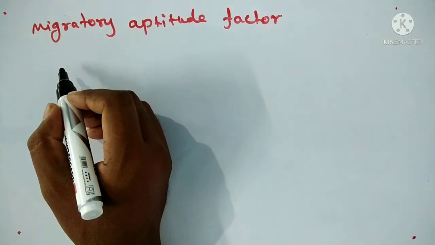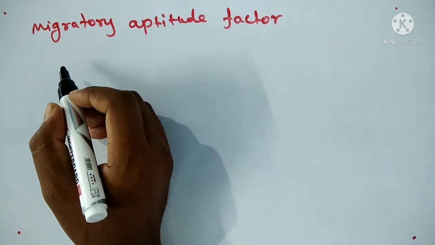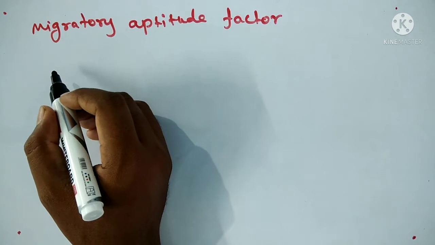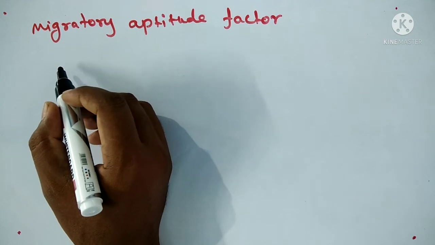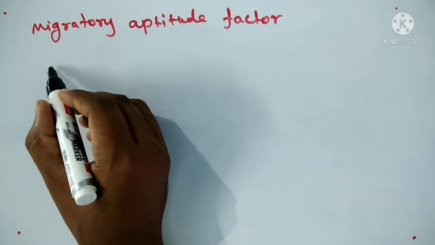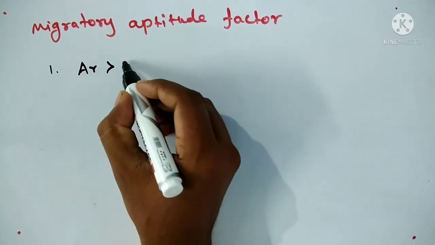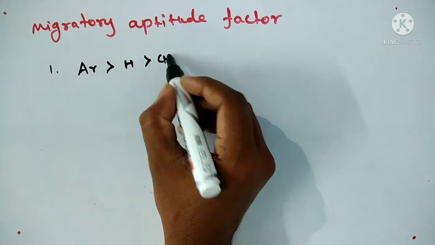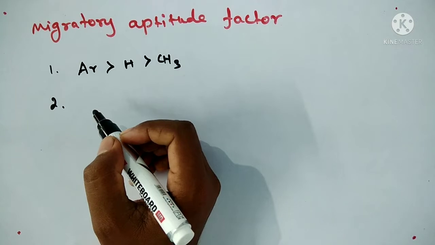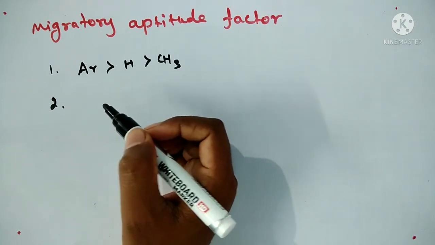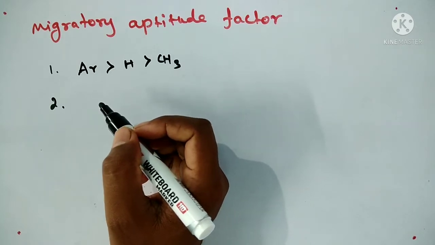In the pinacol-pinacolone rearrangement, migration of groups plays an important role. The migratory aptitude of an aryl group is much greater than that of alkyl or hydrogen. So in the first point, aryl migratory aptitude is greater than hydrogen, which is greater than methyl. The second point: an aryl group's migratory aptitude increases as the aromatic nucleus is made increasingly electron rich.